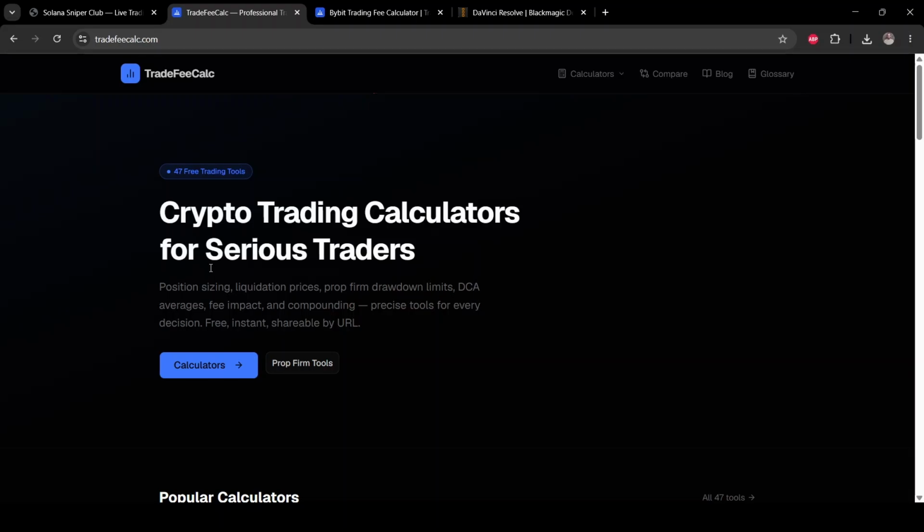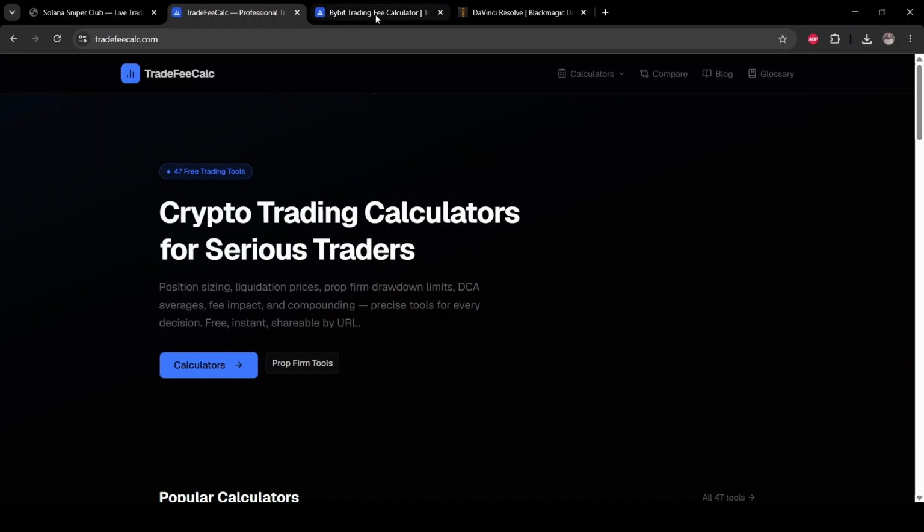So if you make a trade on a market entry, you pay 2 times the taker fee, which is 0.055%. In the end, you pay 0.11% for the trade. But if you enter with a limit order, you pay the initial maker fee of 0.02% plus the exit fee of 0.055%, and you pay 0.075% in total.